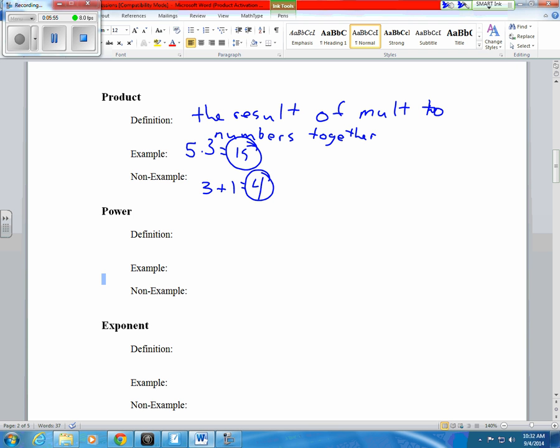Power. A power expression is really just something that has a little number above it, an exponent. A lot of times you'll hear people say power, and that's actually representing whatever the exponent is. So, we're going to say that power is the number of times you multiply a number by itself.